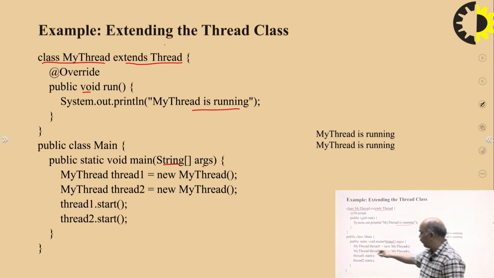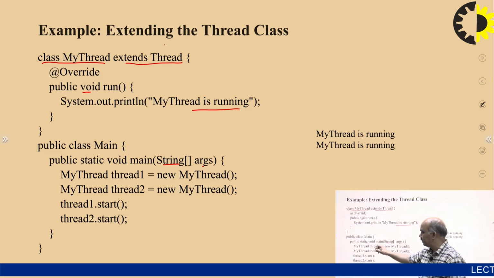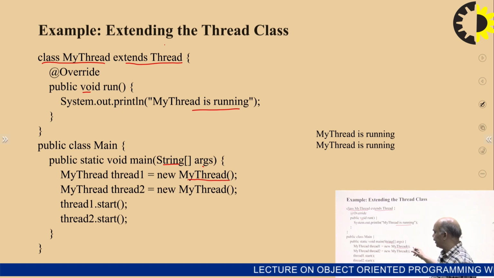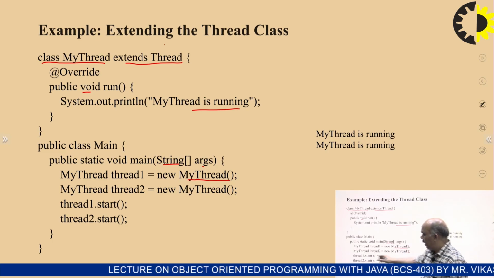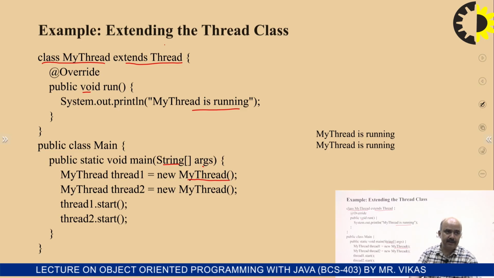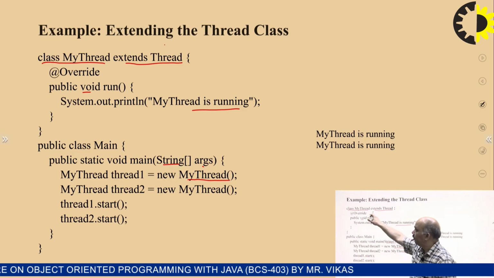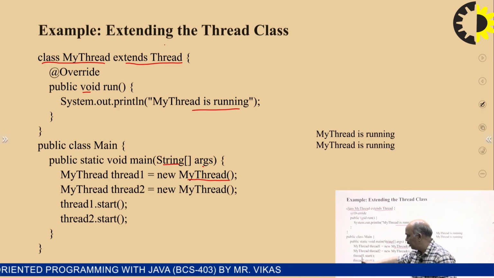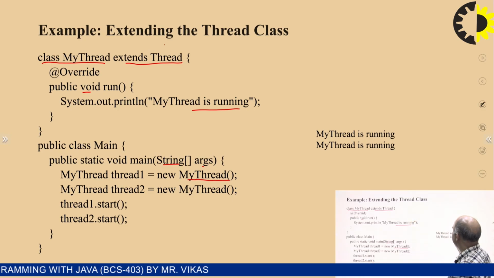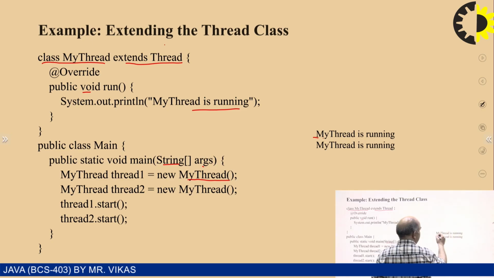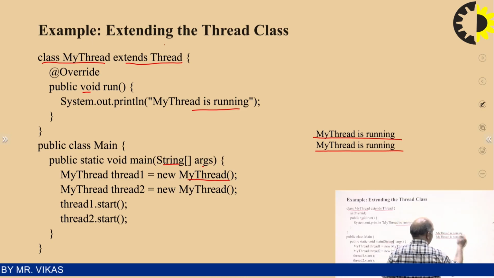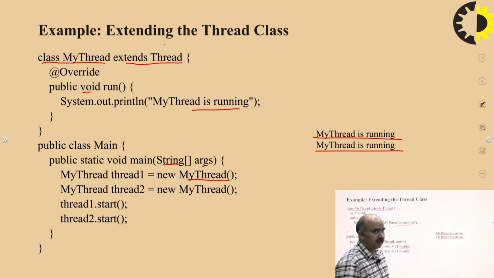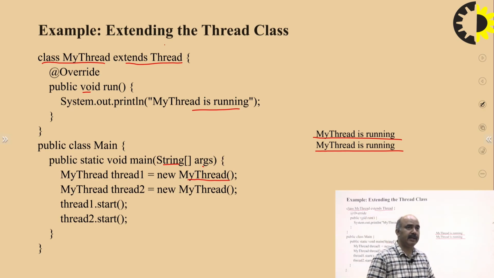This is the format. MyThread thread 1 is an object created with the help of the new keyword, and the constructor has been called with no arguments. Whenever we have to display these values, we call thread1.start and thread2.start, and then it will display these two values. So we get two instances, two objects, and for those two objects we are running our threads. This is the example of extending the Thread class.